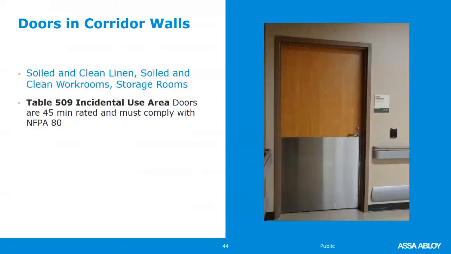So doors and corridor walls that are soiled and clean linen, soiled and clean workrooms and storage areas, you would refer to table 509, the incidental use area, and most commonly those doors will be 45-minute rated and must comply with NFPA 80, the standard for fire doors and hardware, which means steel anti-friction bearing hinges or continuous hinges or pivots, positive latching, self-closing, and any accessories that are on this door must be listed or labeled as well.